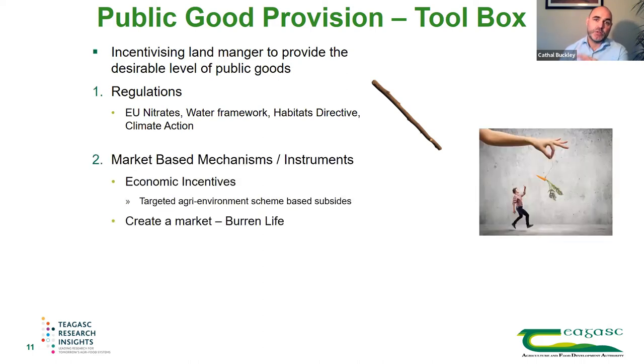We also have market-based mechanisms to try to encourage provision of public goods, like economic incentives, such as targeted agri-environment schemes, where we're subsidizing farmers, telling them we want X, Y, Z produced, and we're willing to pay you to do it. We can also create a market, and the Burren Life project is a classic example of this, where they've created a market for biodiversity, where farmers are scored and remunerated based on the biodiversity score they get. So farmers have realized that they're farming for flowers now as opposed to anything else.